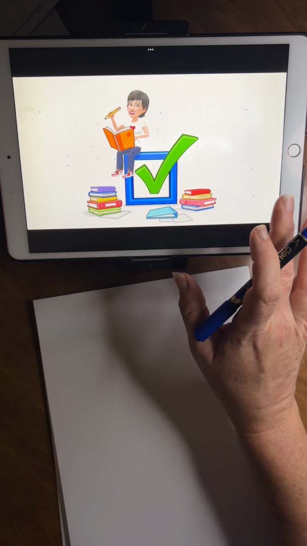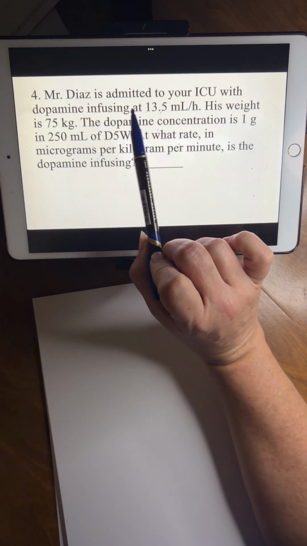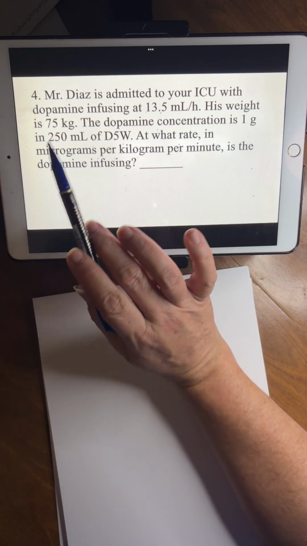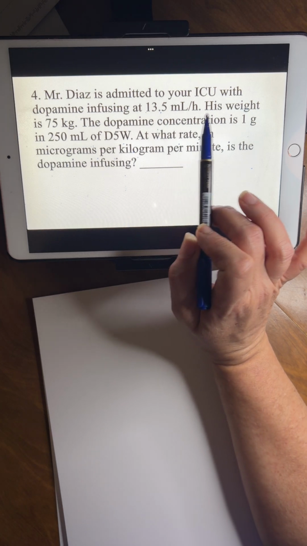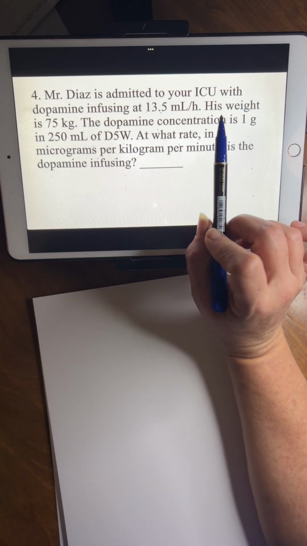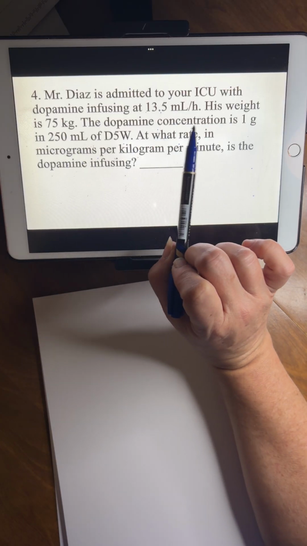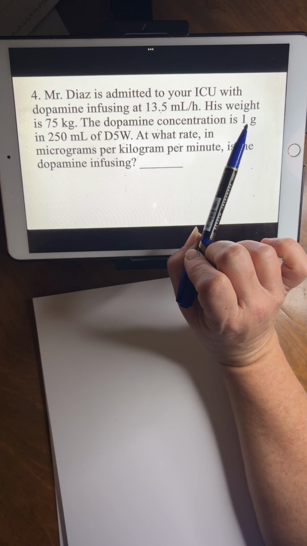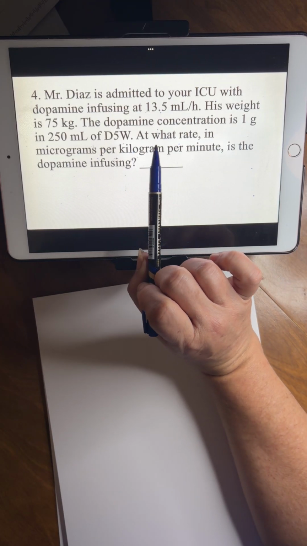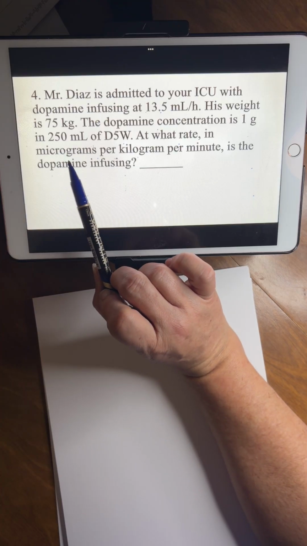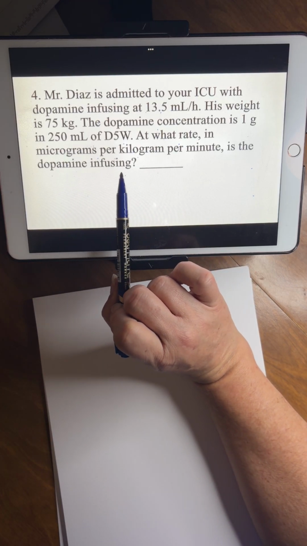Okay. Let's do this one. Mr. Diaz is admitted to your ICU with a dopamine infusion at 13.5 milliliters an hour. That's what it's already running at. His weight is 75 kilograms. The dopamine concentration is 1 gram in 250 milliliters of D5W. At what rate in micrograms per kilogram per minute is the dopamine infusing?